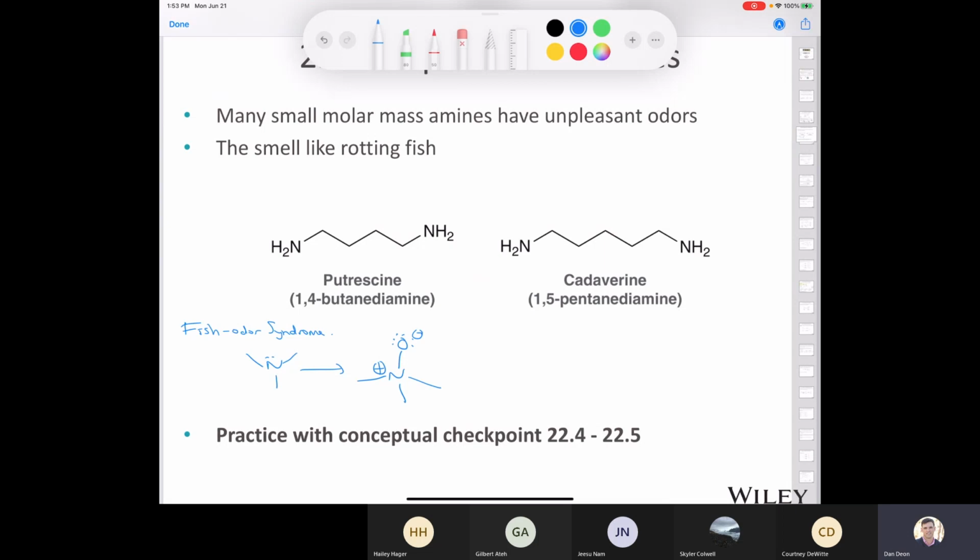Anyhow, I didn't even know about fish odor syndrome until I saw a little news story about it one time. And being a chemist, I thought it sounded pretty interesting, so I decided to look into that a little bit.